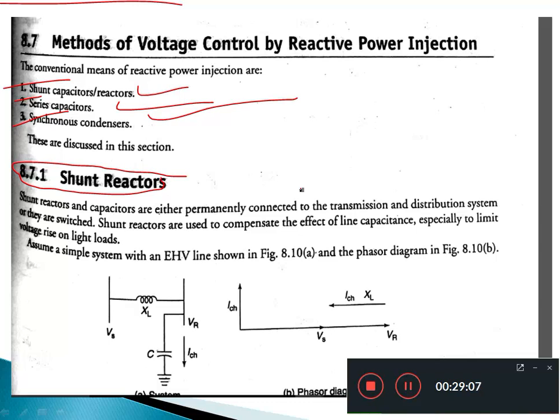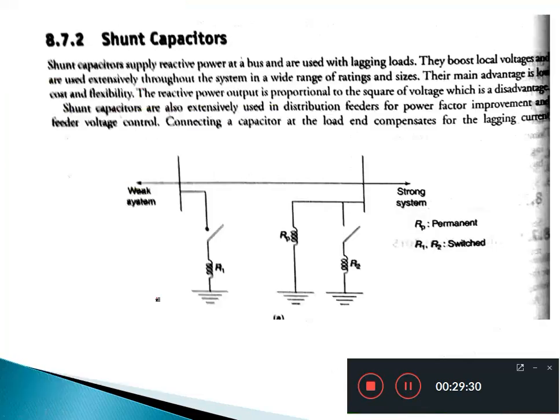The first method is the shunt reactor. So this is the circuit diagram which is shown in the figure. For shunt reactors, you connect a reactor in shunt or in parallel. So in the transmission system you have to connect it like this. Then shunt capacitors. So this is the reactor, this is the capacitor banks.